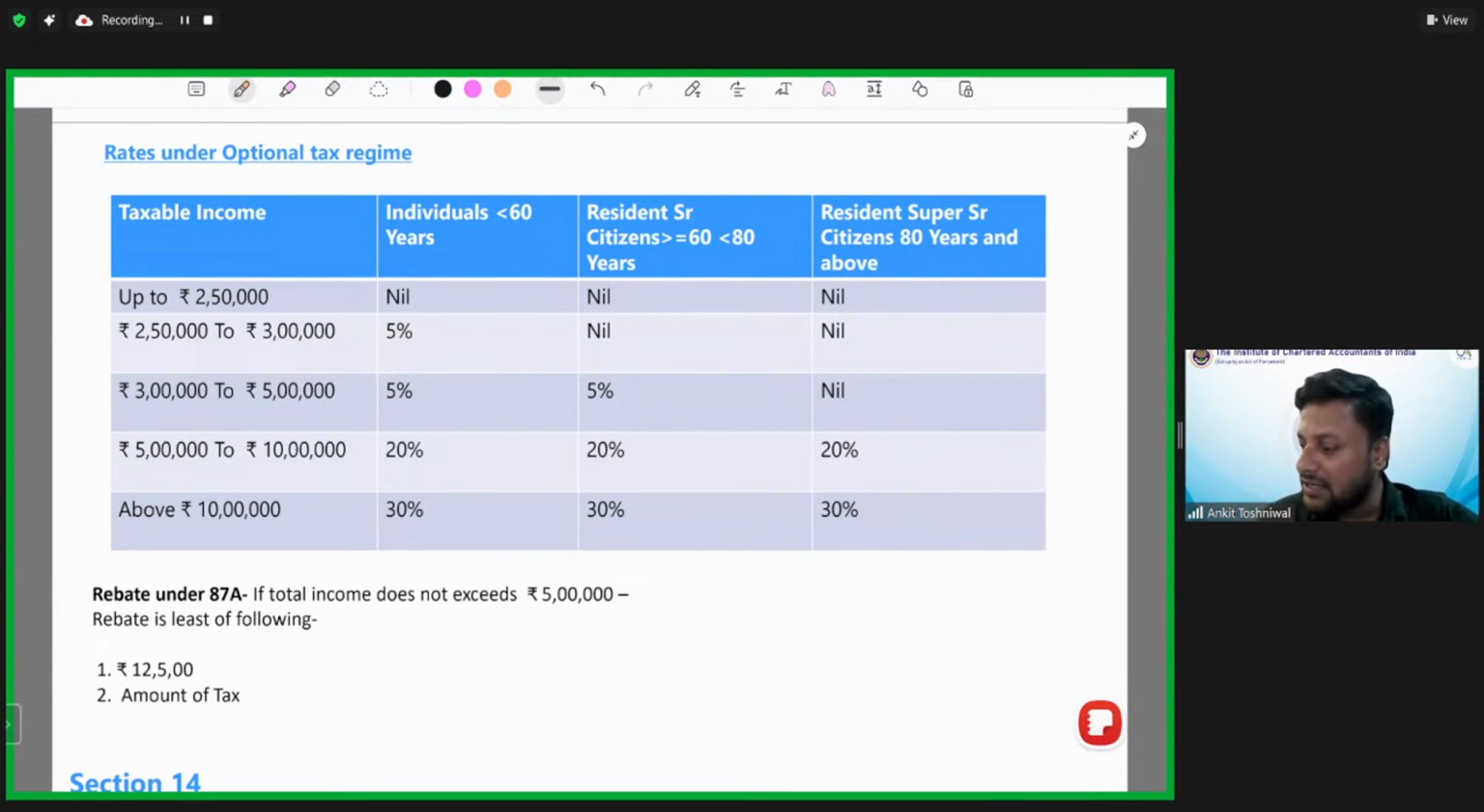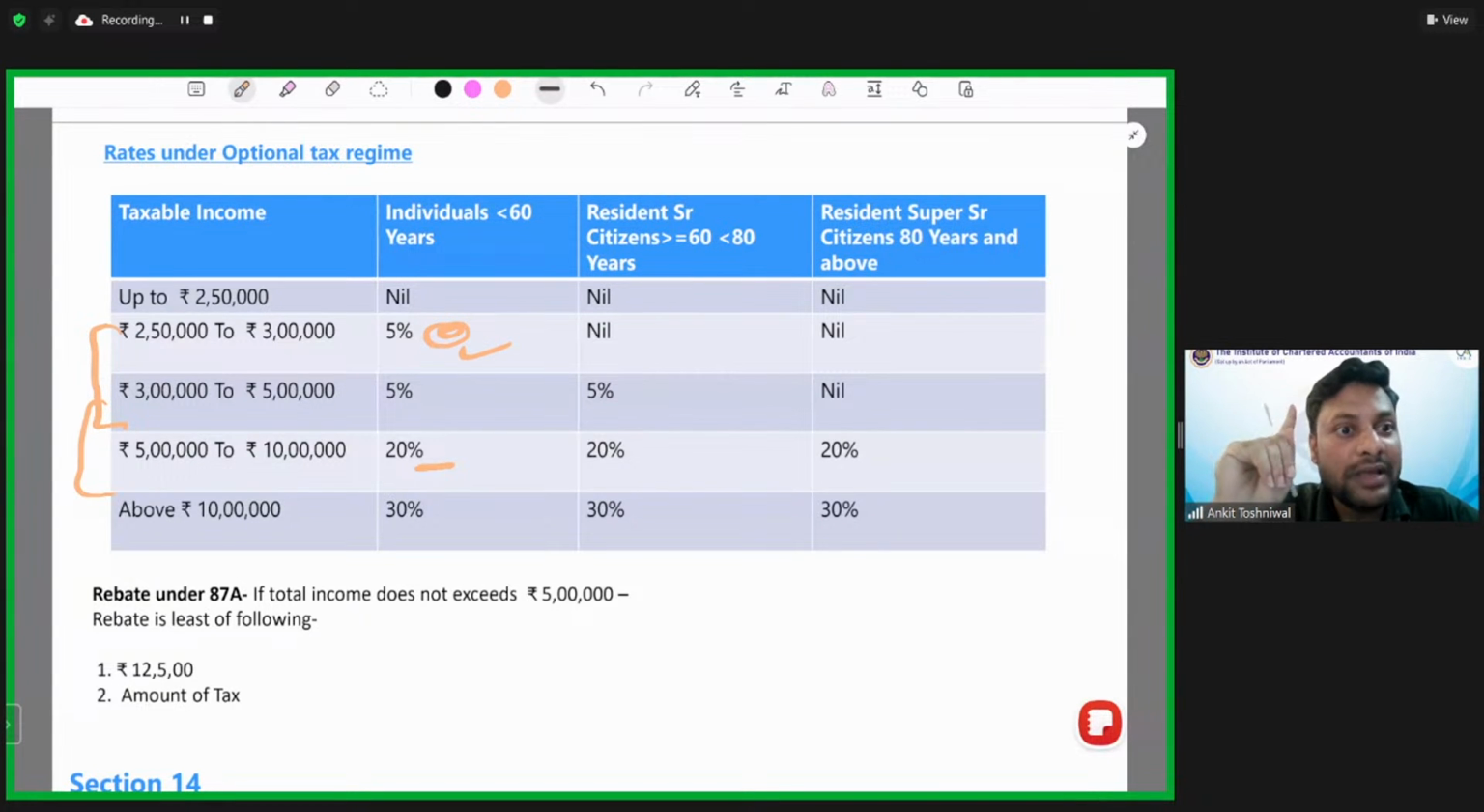Point to be noted, if the income is 2,50,000 to 5 lakh, then the rate is 5%, but if it is 5 lakh to 10 lakh, then the rate will be 20%. And if the income is above 10 lakhs, the rate will be 30%. This is for the individual whose age is less than 60 years.